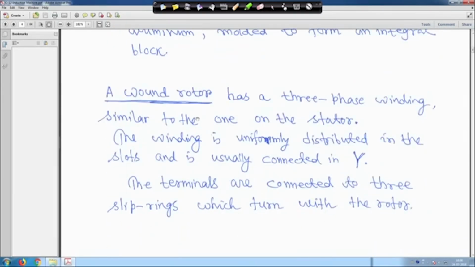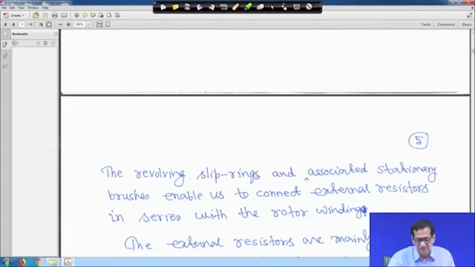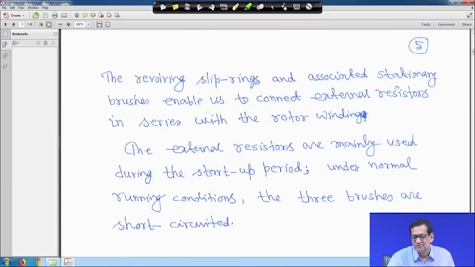Now, the wound rotor, for which we will give the circuit diagram later, has a 3-phase winding similar to the one on the stator. The winding is uniformly distributed in the slots and is usually connected in star. The terminals are connected to 3 slip rings which turn with the rotor. The revolving slip rings and associated stationary brushes enable us to connect external resistors in series with the rotor windings. The external resistors are mainly used during the startup period. Under normal running conditions, the 3 terminals are short circuited.